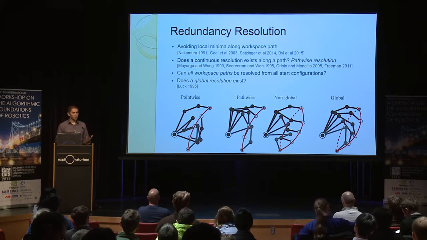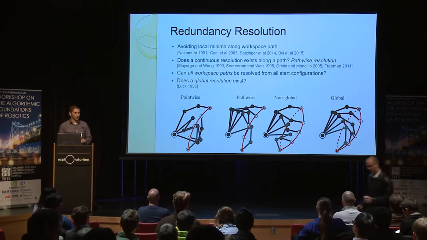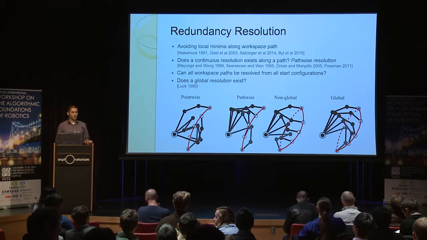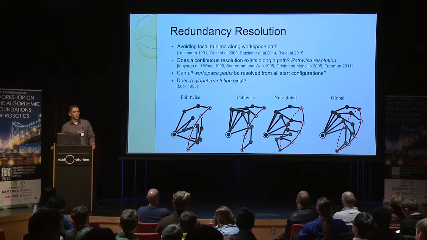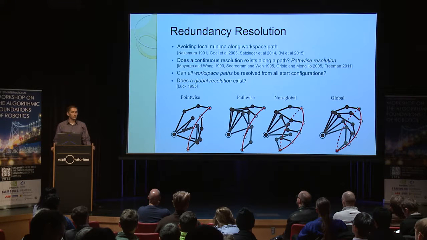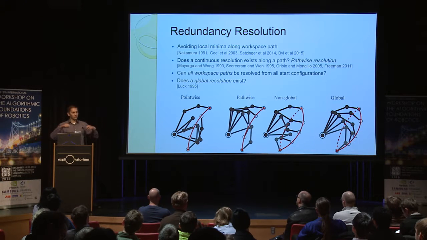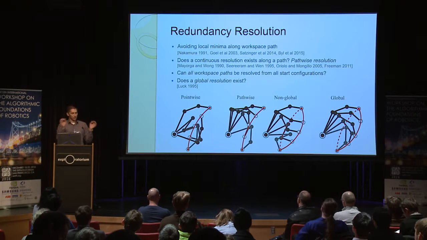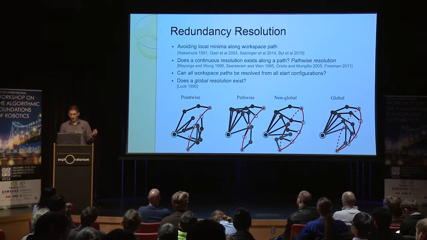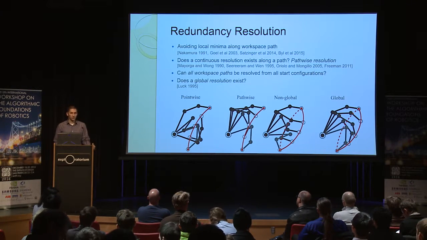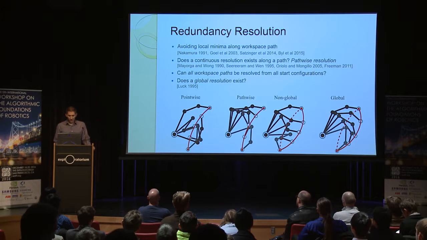People have looked at this problem in terms of local strategies. If you just try to follow some sort of path with a local optimization method, you tend to arrive in local minima and not be able to make progress along that path. And so people have worked on looking at the entire path and trying to find a continuous joint space path, and that's called pathwise redundancy resolution. Several people have looked at that problem.